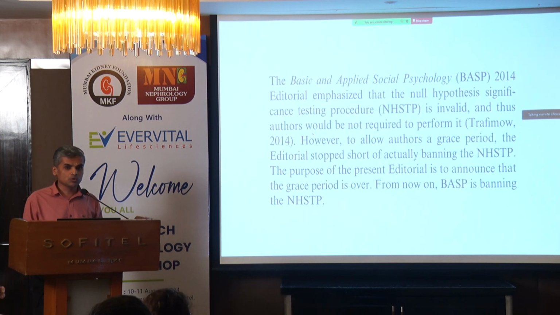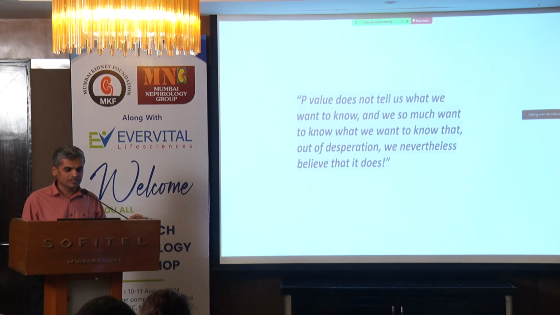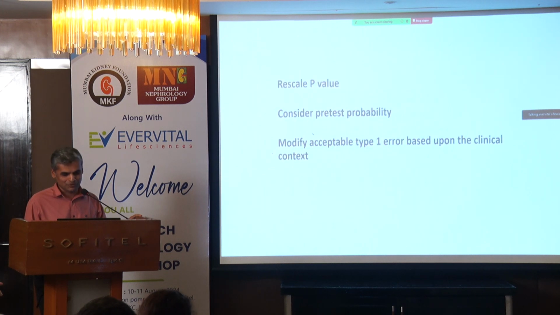The problem has become so bad that this esteemed journal has completely banned the reporting of hypothesis testing and p-values. This is an extreme step. Most of the journals probably will not follow this, but we need to understand that there are a lot of problems of interpretation with the p-value. It does not tell us what we want to know. And we so much want to know what we want to know that, out of desperation, we nevertheless believe that it does tell us.